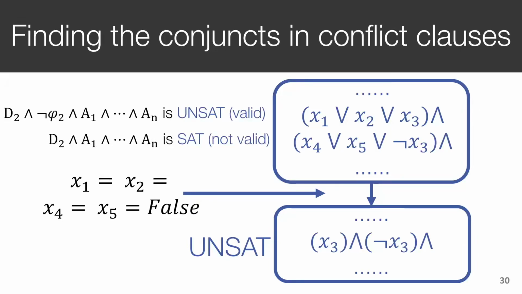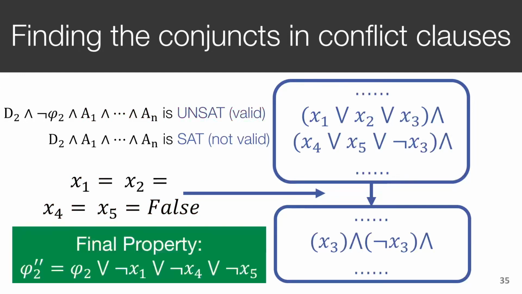And now let's bring back our goal. We want to find the conjuncts to make the expression unset. And if the Boolean formula represents D and not phi, and phi is the variable x2 here, and the sequence of conjuncts we would like to find here is x1, x4, and x5 to be false. And the whole formula is made to be false, which is unset. In this way, we can find our new property phi equals phi or not x1 or not x4 or not x5.